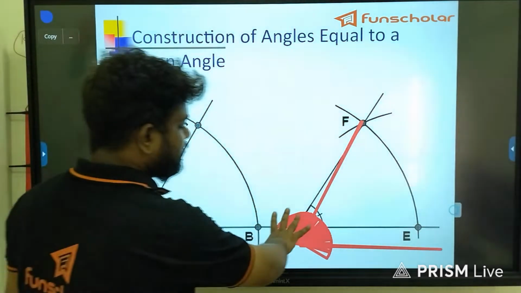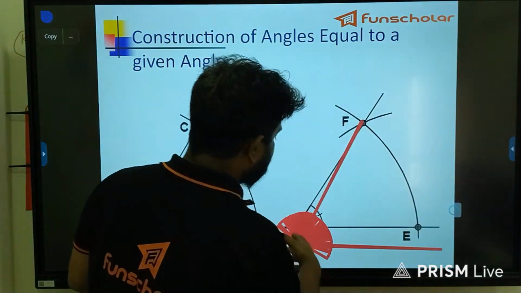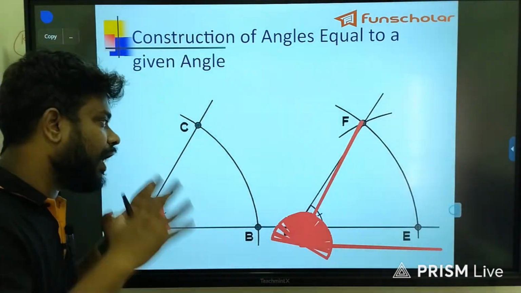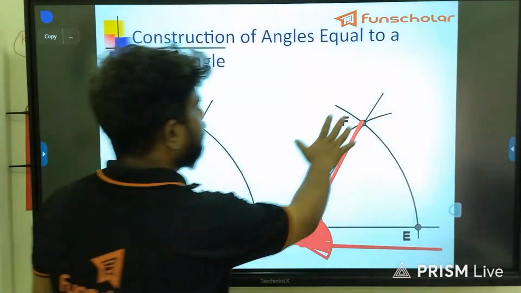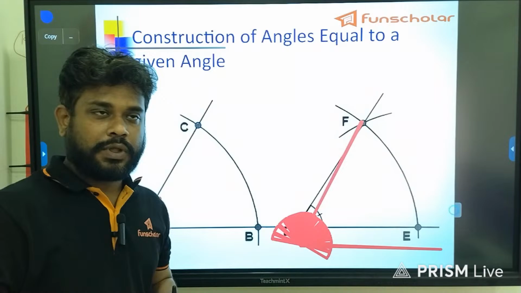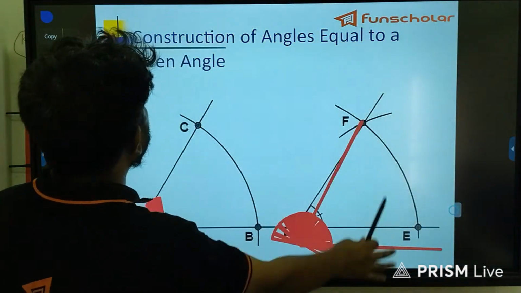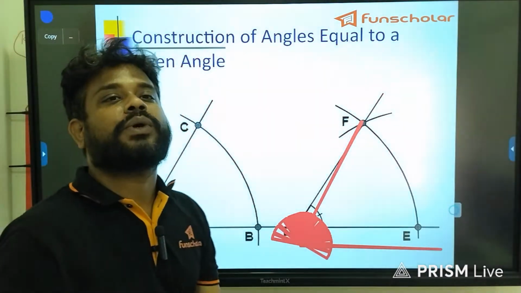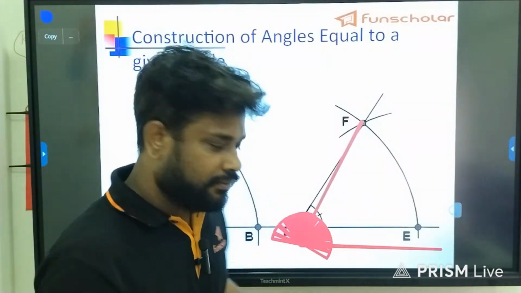Yes, just ignore the highlighted part and try to do it at home with the help of the ruler and the pencil compass only. Okay, so the given angle will be looking like this.